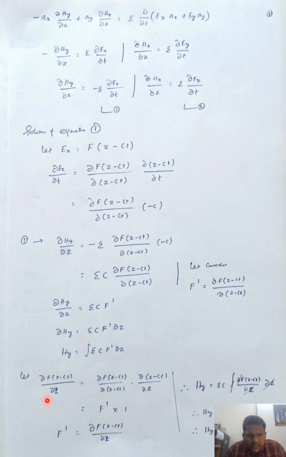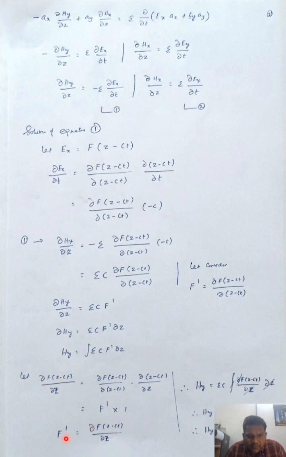Let me find what is equivalent to f dash. For that I am considering ∂f(z−ct)/∂z, which is equal to, by differentiating this, the augmented partial derivative, ∂f(z−ct)/∂(z−ct), and again the augmented derivative ∂(z−ct)/∂z. This is nothing but f prime or f dash, and ∂(z−ct)/∂z results in 1. The ct will become constant, so it goes to 0. We have ∂z/∂z reaching the value of 1. From this we are calculating the value of f prime, so f dash or f prime is equal to ∂f/∂z.